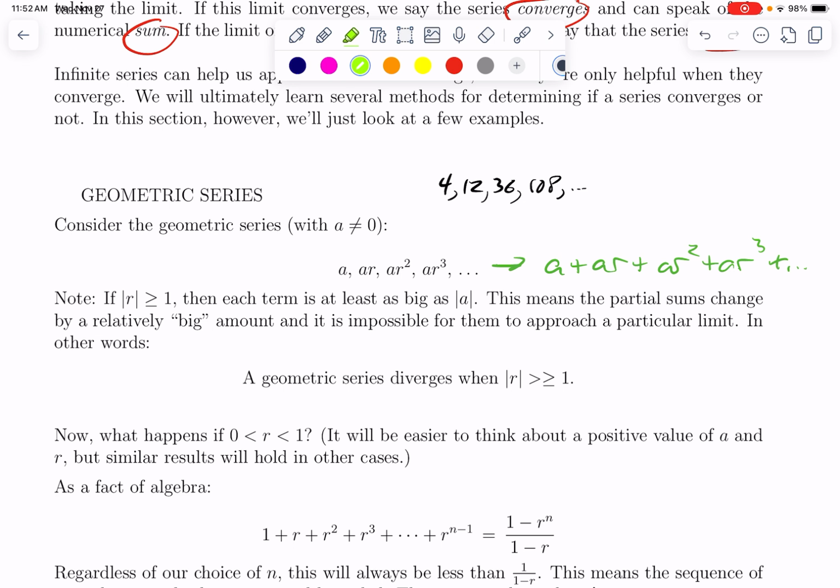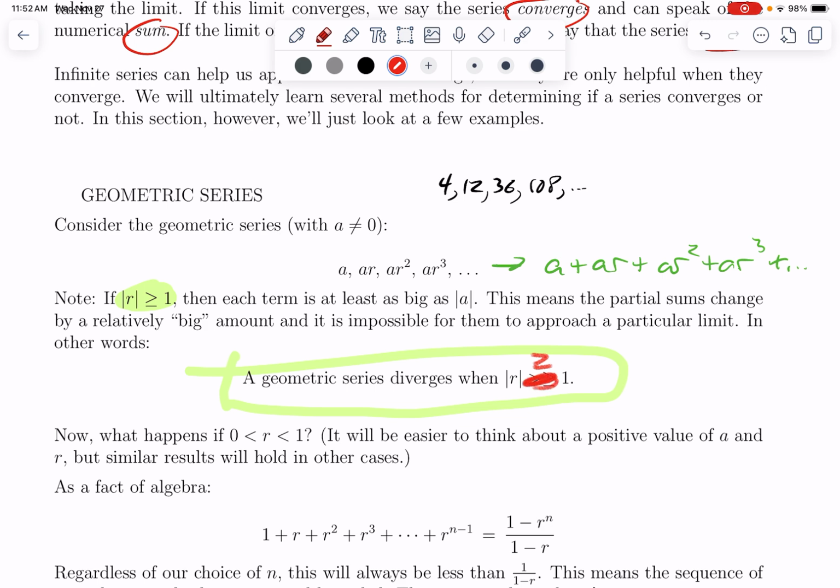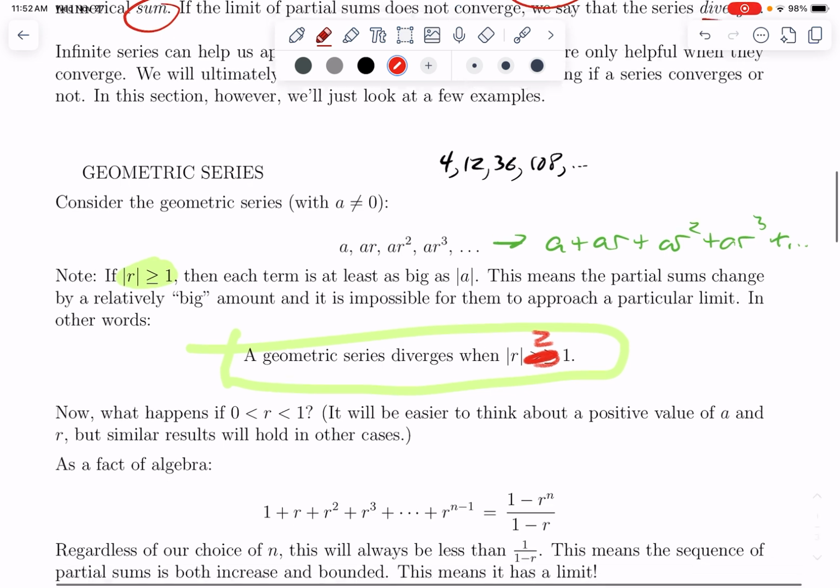So it's pretty clear that if r is at least 1 in absolute value, here we're just imagining positive examples, but it's the same with negative, the partial sums keep getting bigger and bigger and bigger, so it definitely diverges. Oh, and another typo here. This should just be greater than or equal to. When r is greater than or equal to 1 in absolute value, we have a divergent geometric series. Now, what if it's smaller than 1?